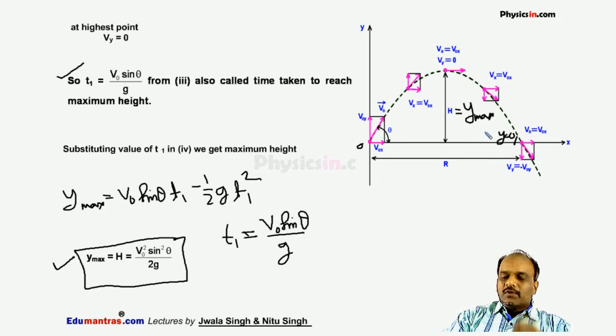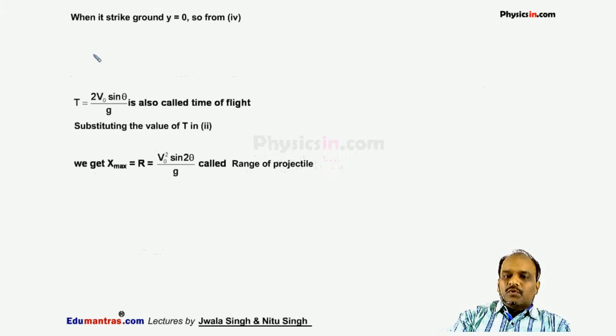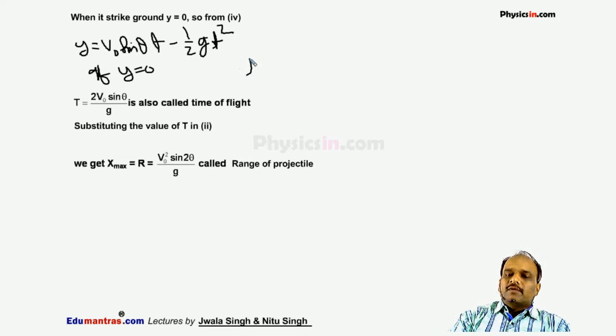Before striking, the y coordinate becomes 0, because we are discussing this motion while the particle is in motion. So when the particle strikes the ground, the y coordinate of the particle becomes 0. If I put y equal to 0, where y is equal to v naught sine theta into t minus half g t square, it will give me t equal to 2 v naught sine theta by g. This time is also called time of flight.